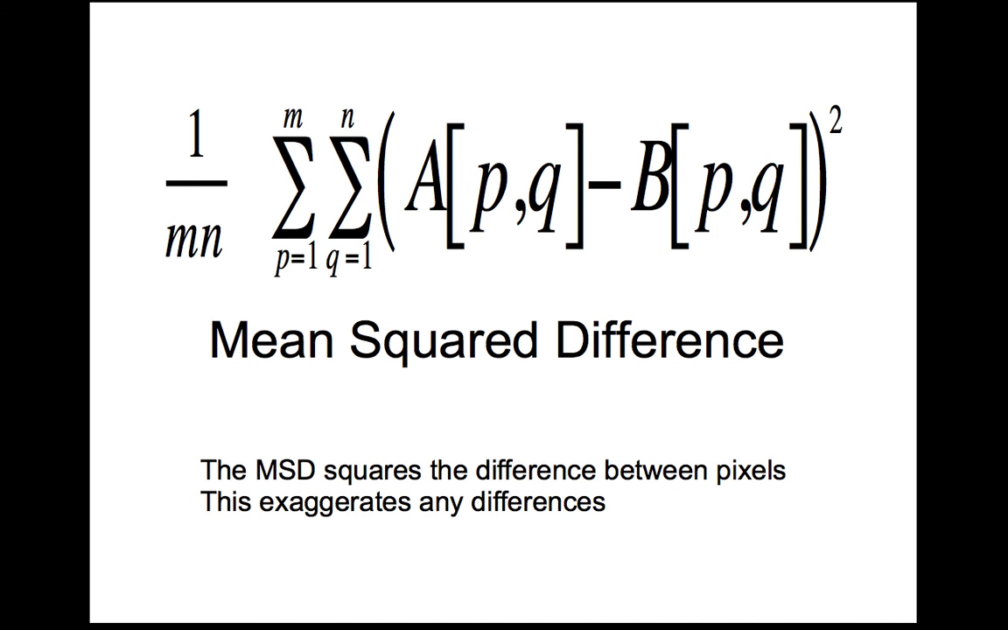So if there was a difference of 2 across 3 pixels, that would be 4 times 3, which is 12. If one of those had a difference of 4 and the other two were the same, it would consider that worse because it would be 4 squared, which is 16. So it penalizes big differences. It exaggerates any differences that there are. And this is a different measure, but it does roughly the same job.